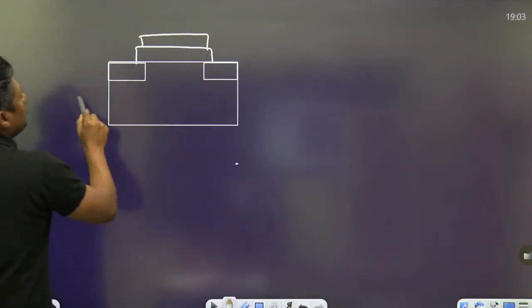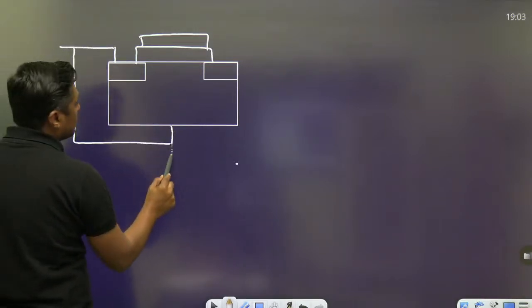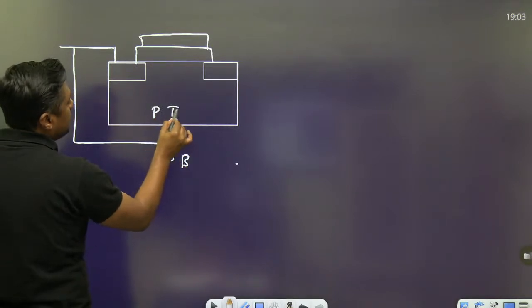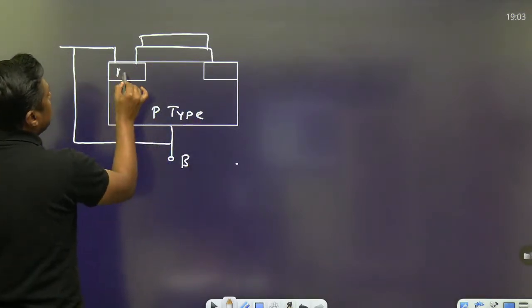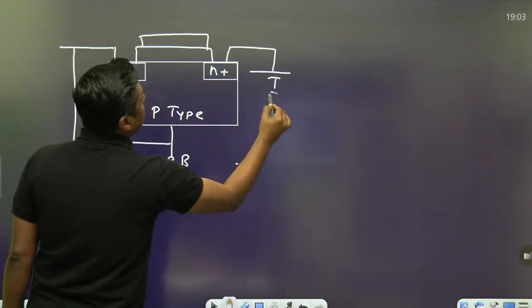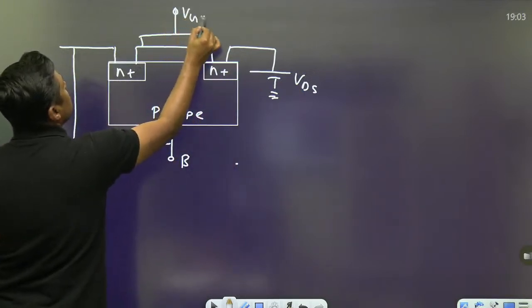This is the SiO2 layer. This is the source terminal. It is connected to the body terminal, which is also called the substrate terminal. This is the P-type substrate. This is N positive, and this is N positive. Here we connect a positive value, VDS, and here we give the positive value, VGS.